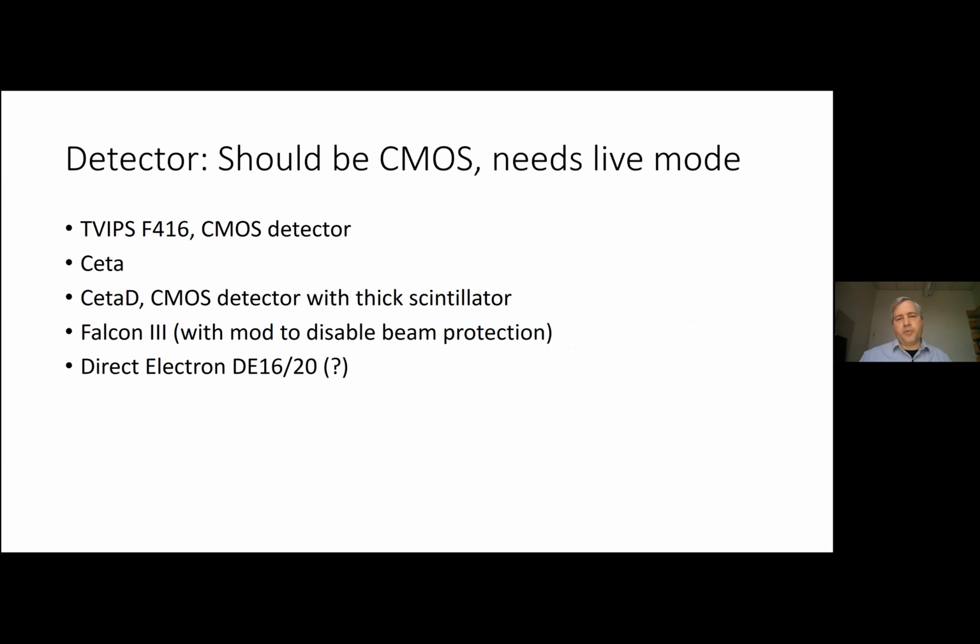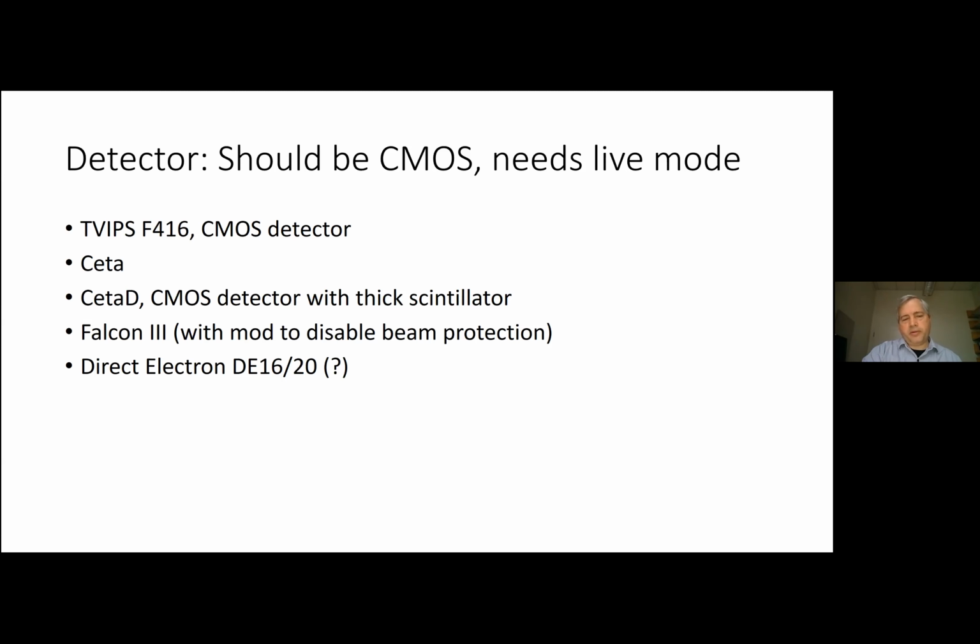The detector is important, so it needs to be a fast detector because you need to do this live imaging. You need to collect live movies while it's tilting. I think the first experiments he did were on a TVIPS F416, which is a CMOS detector, which has a live movie mode, and that works well still. The CETA camera will work, but it's not really optimized for it. FEI now makes a CETA D, which is a CETA with a thicker scintillator, and it might have a slightly more advanced movie mode where it's easier to collect movies.